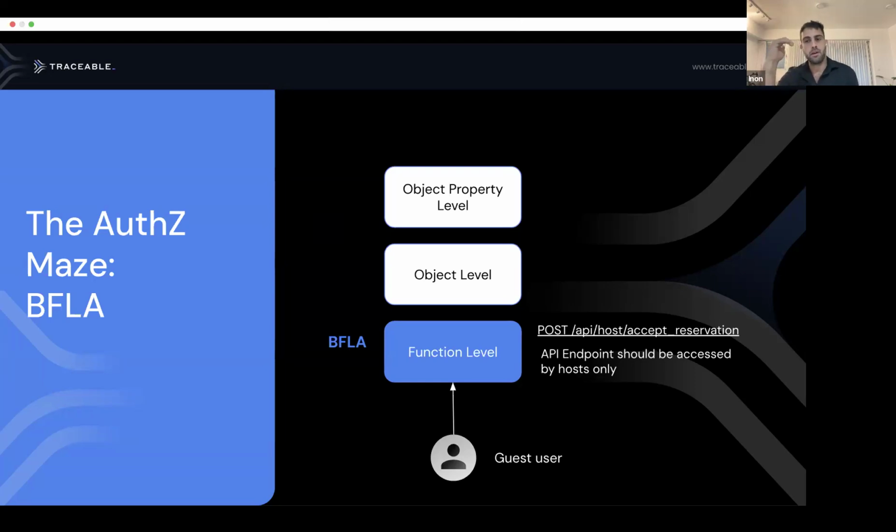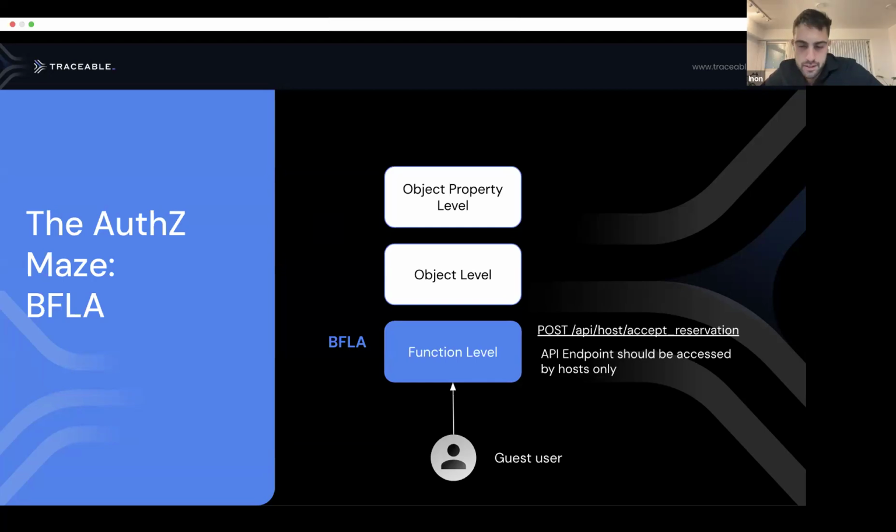So what happens in a broken function level authorization is that during this process, while the host is accepting the reservation, there is an API call behind the scenes between the client of the host, which might be the mobile app or the web browser, and the API, to the endpoint host/API/host/accept reservation. So basically, this API endpoint should be accessed only by a host user, right?